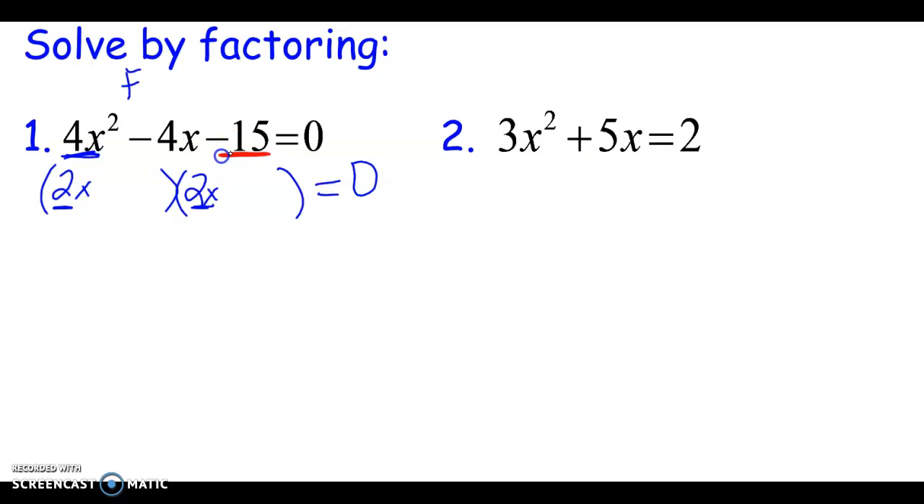So now we want it to multiply to be 15. This is like our last term. So we want the last terms to multiply to be 15. So again, I'm not sure. It could be 1 and 15. It could be 3 and 5. I'm going to try 3 and 5.